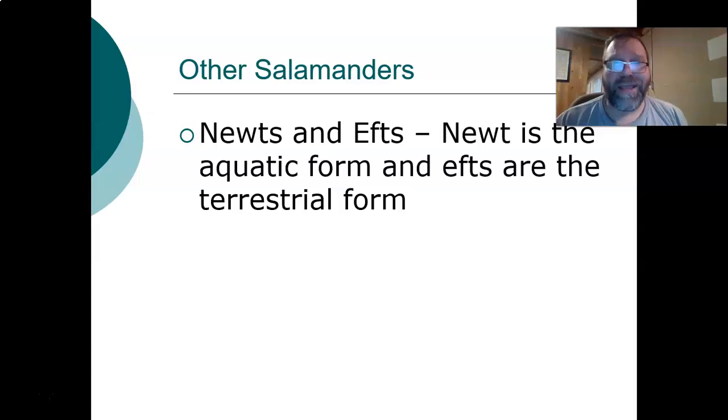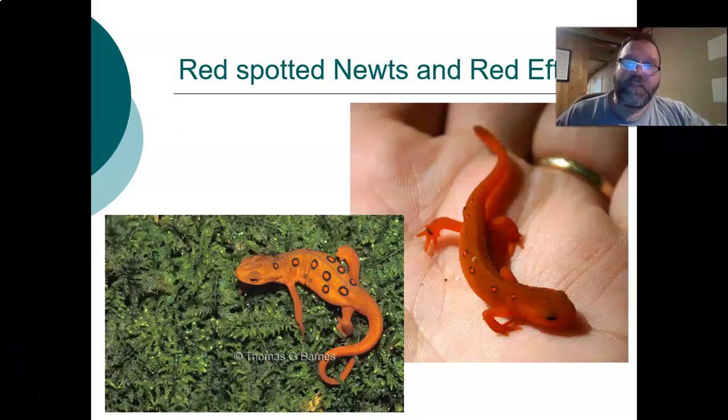That's the water one. And efts are the ones that are terrestrial. They're found on Earth, on dry ground. So the way you remember the difference between a newt and an eft, newt has a W, that stands for water. That's where they live. The red-spotted newt and the red eft.